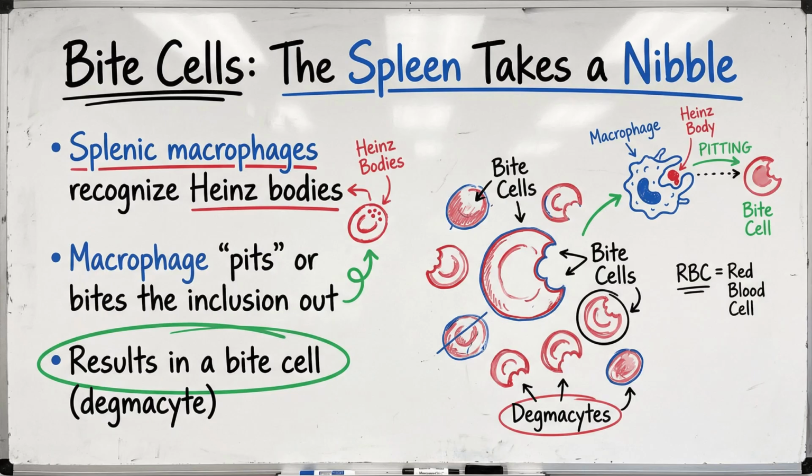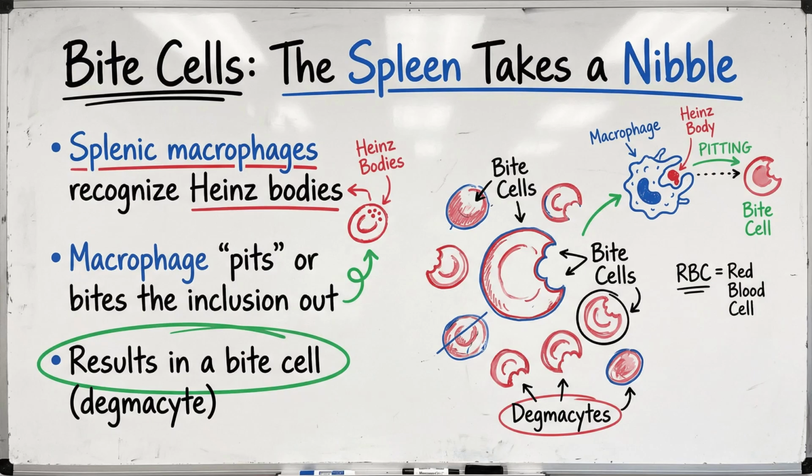So what happens to a red blood cell that's carrying around a Heinz body? As this compromised cell tries to squeeze through the narrow passages of the spleen, the resident macrophages are on patrol. They recognize that something is off with this cell, specifically that abnormal inclusion. The macrophage will literally take a bite out of the red blood cell, attempting to remove the Heinz body. And when it does, it takes a chunk of the cell membrane right along with it.